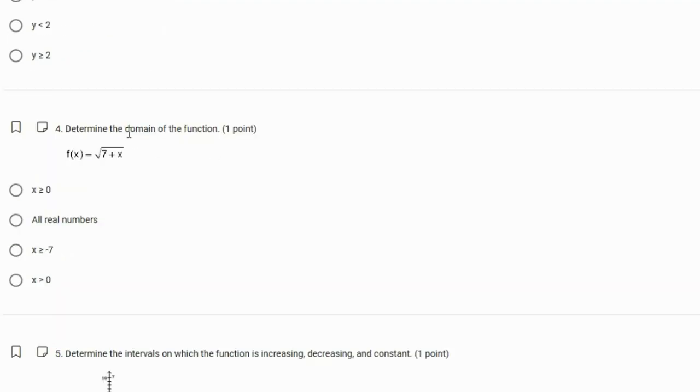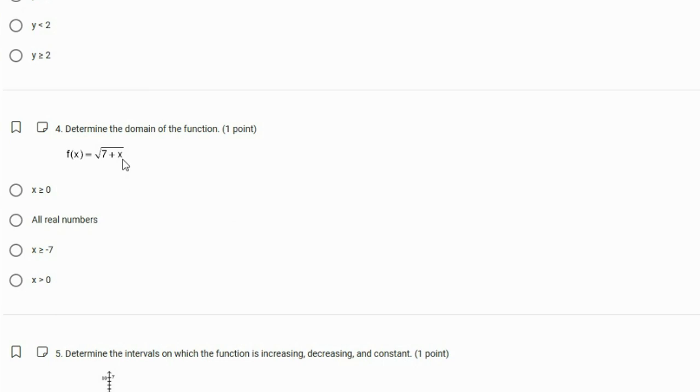What's the domain? What are all the possible x's you could put? Can you put 0? Can you put 7? Can you put -7? Can you put 10? Can you put -10? What's the limitations? Because it's under a square root symbol, there are limitations because we cannot take the square root of a negative number.